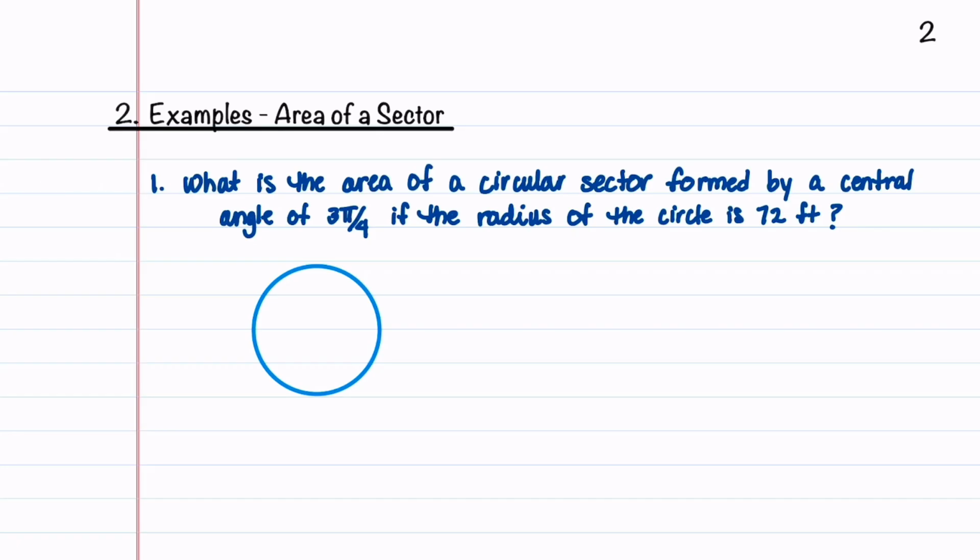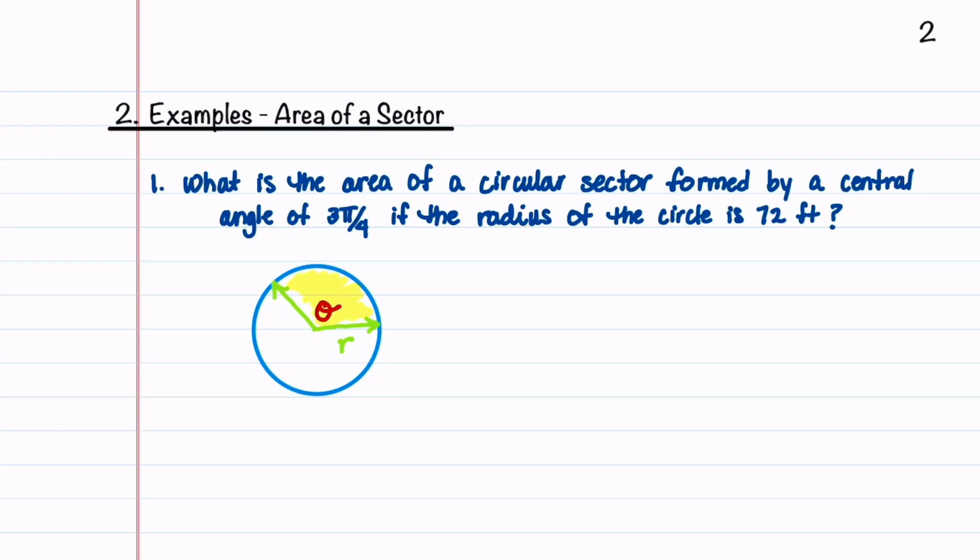Let's begin by drawing our radius and our angle theta. So here's our radius and our angle theta. Theta is 3π/4, so we'll draw it like this, and we'll write down what theta is. And then let's highlight our sector so we know what we're calculating. So our sector is highlighted in yellow.